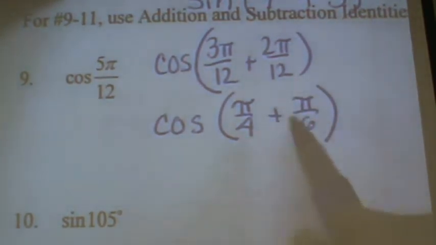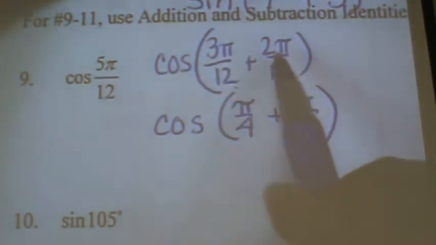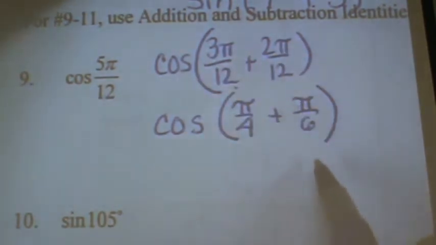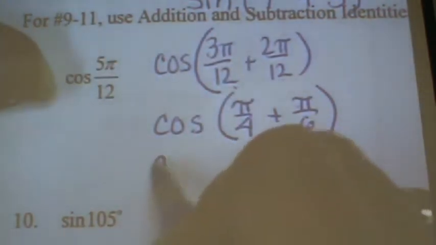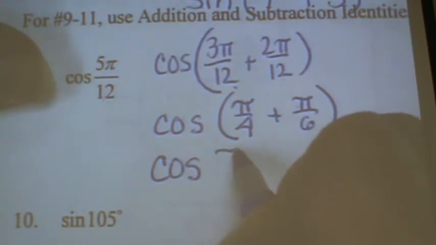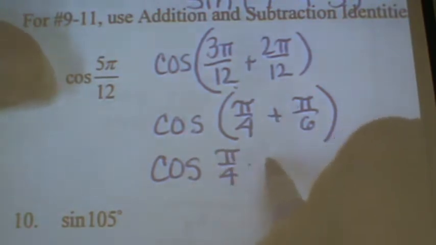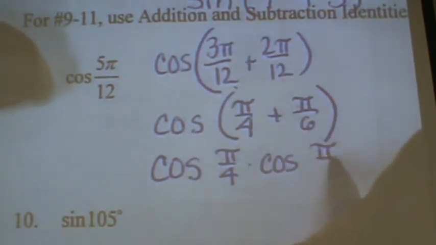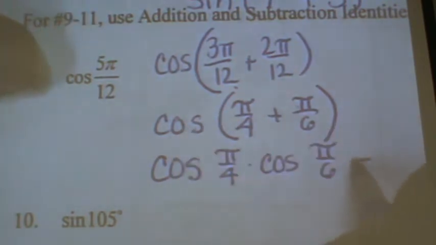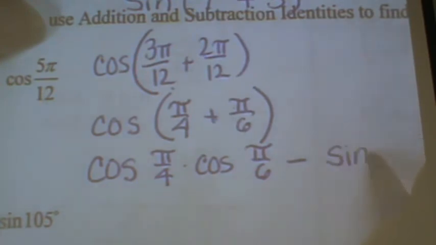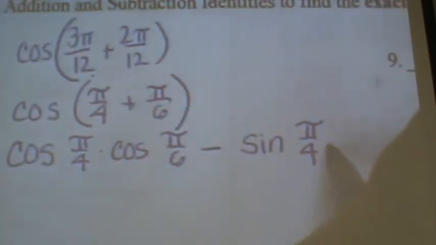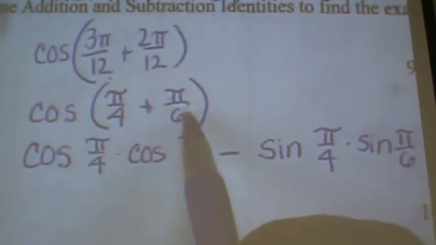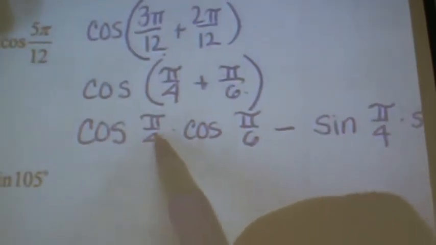So pi over 4 is 3 pi over 12, and 2 pi over 12 is pi over 6. Is everybody okay with that? Yeah. So now, what do you do with this identity? It's the cosine of the first angle times the cosine of the second angle. Opposite sign, subtract, because this is a plus, you're going to subtract. And then it's the sine of the first angle, and then sine of the second angle. When I say first angle, second angle, I'm talking about these two.